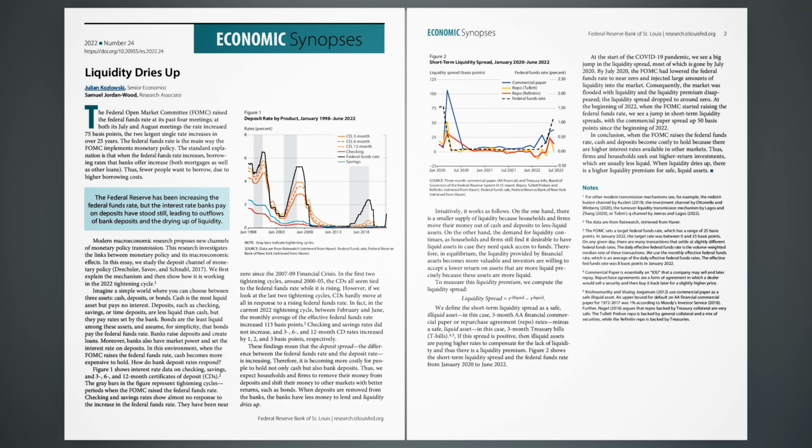Figure 2 shows the short-term liquidity spread and the federal funds rate from January 2020 to June 2022. At the start of the COVID-19 pandemic, we see a big jump in the liquidity spread, most of which is gone by July 2020. By July 2020, the FOMC had lowered the federal funds rate to near zero and injected large amounts of liquidity into the market. Consequently, the market was flooded with liquidity and the liquidity premium disappeared. The liquidity spread dropped to around zero. At the beginning of 2022, when the FOMC started raising the federal funds rate, we see a jump in short-term liquidity spreads, with the commercial paper spread up 50 basis points since the beginning of 2022.